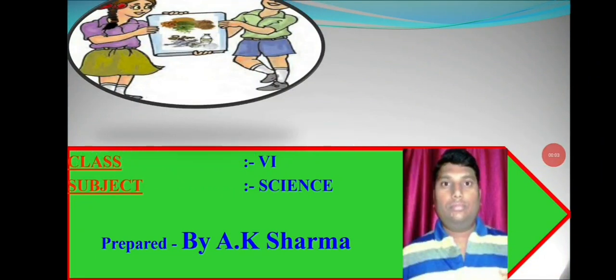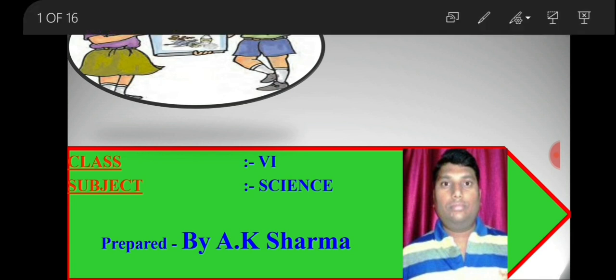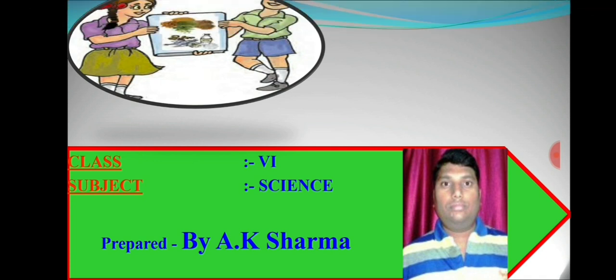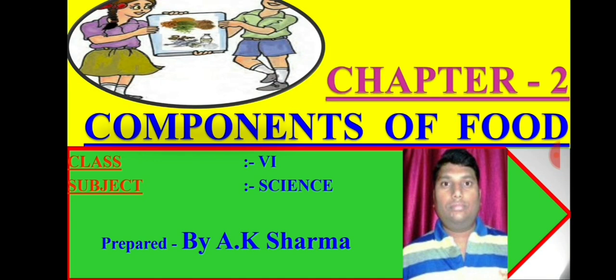Today we are going to start the second chapter of class 6 science, the components of food. In the previous chapter we have learned food is needed for our survival. There are two sources of food, plants and animals. Food gives us energy, strength, and it keeps us healthy.